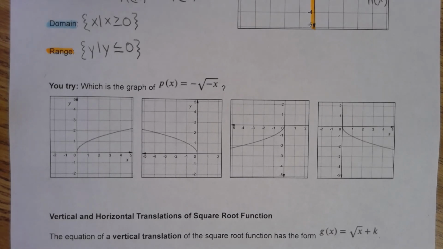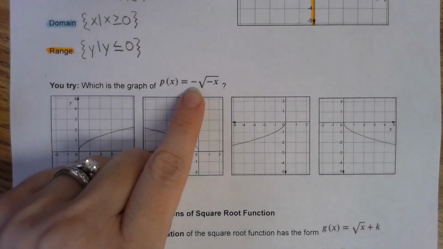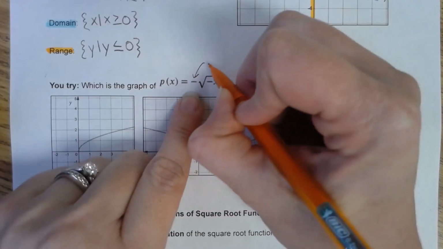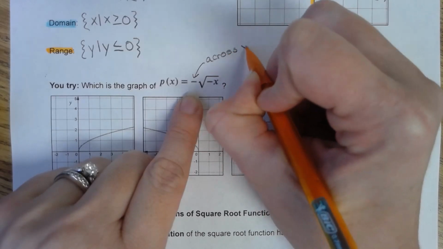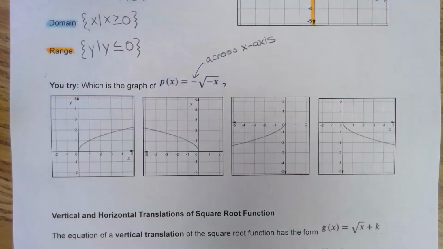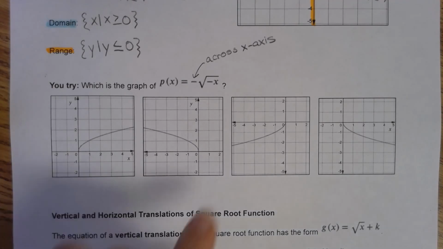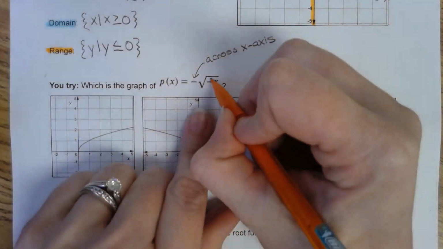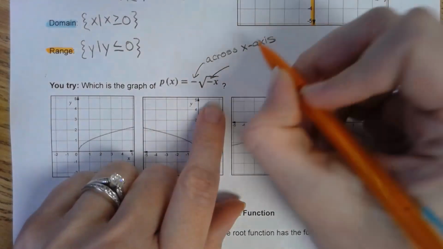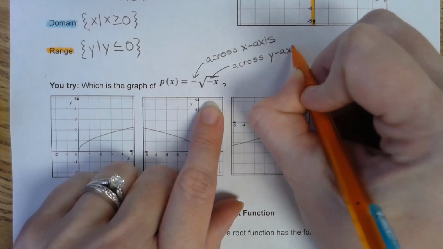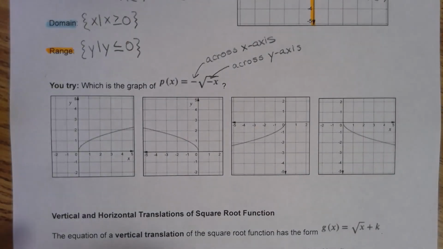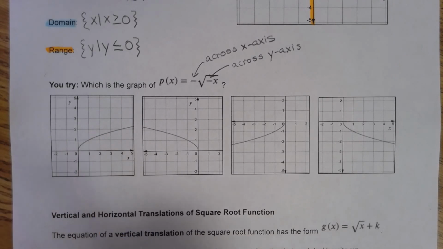When we're looking at p of x, we have to ask ourselves, what does this negative out front do? The negative out front goes as a reflection across the x-axis. The negative on the inside causes a reflection across the y-axis. So we're going to be looking at our parent function and seeing a graph that has a reflection across the x-axis and a reflection across the y-axis.